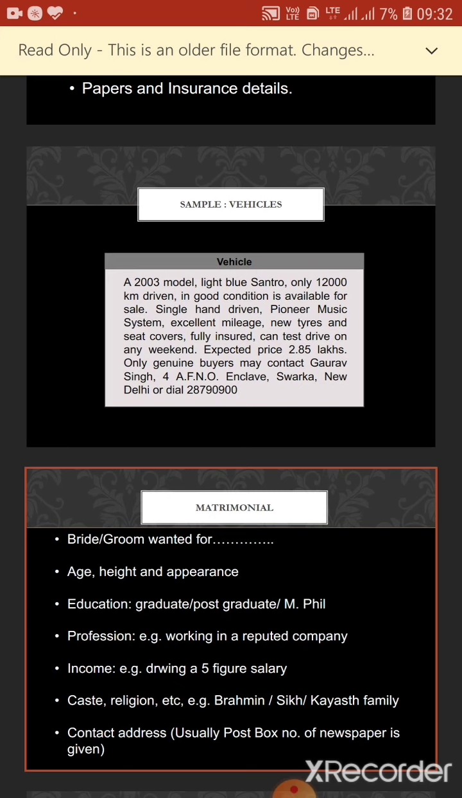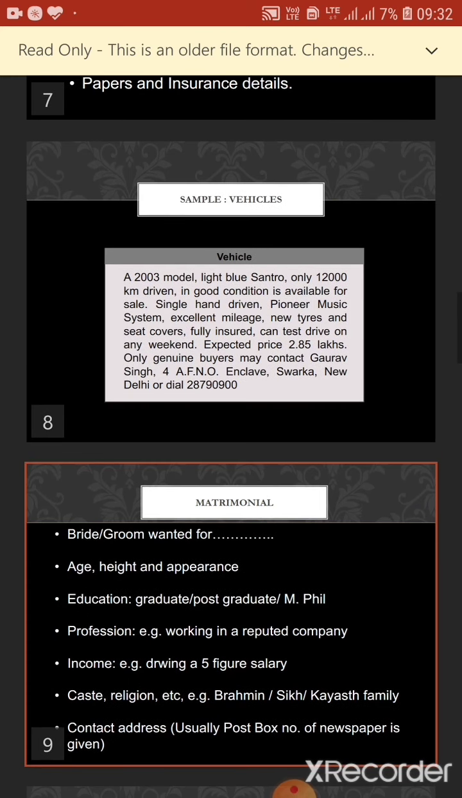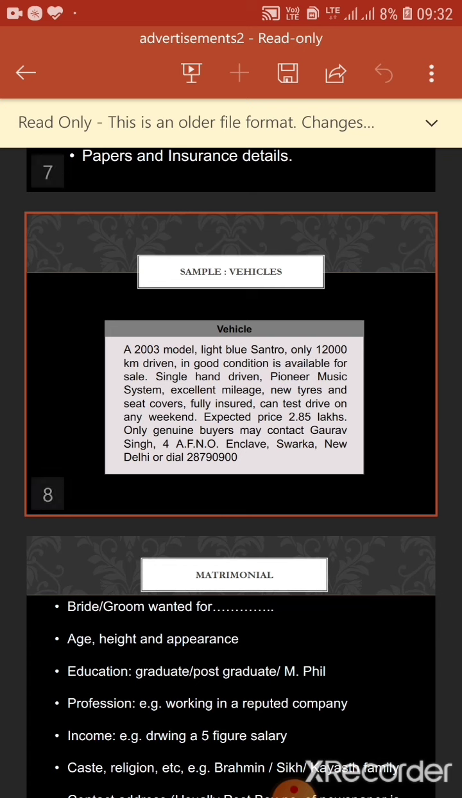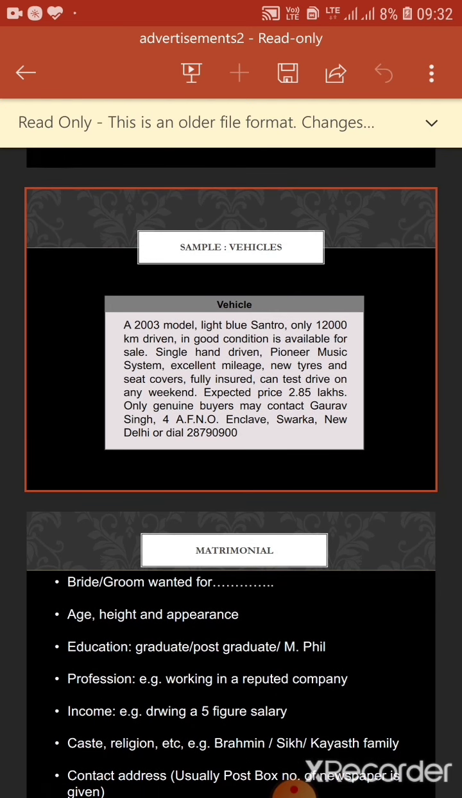It is vehicles. You can also write for sale or for purchase, accordingly, whatever the purpose is. Otherwise you may write vehicles. Now, a 2003 model. First of all you have to mention the model. If it is about the vehicle, then in the very beginning you have to describe the model, thereafter the color and the brand, like light blue Santro. The color and the name of the car have also been mentioned.